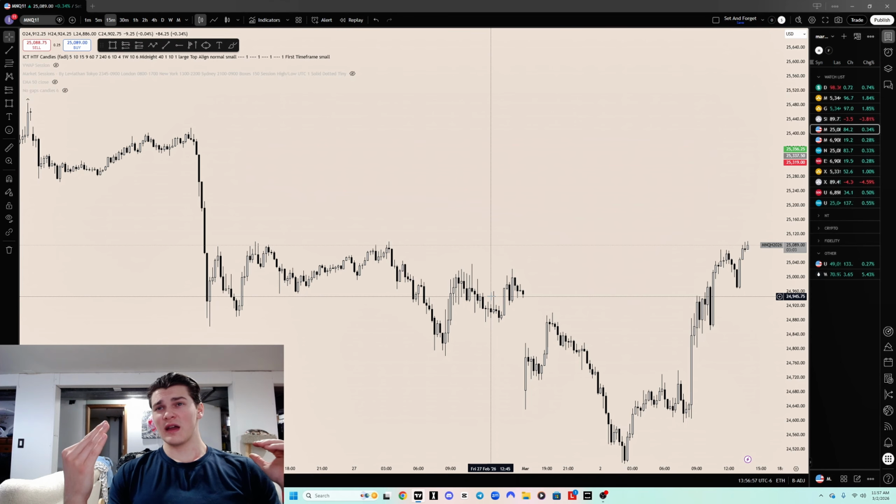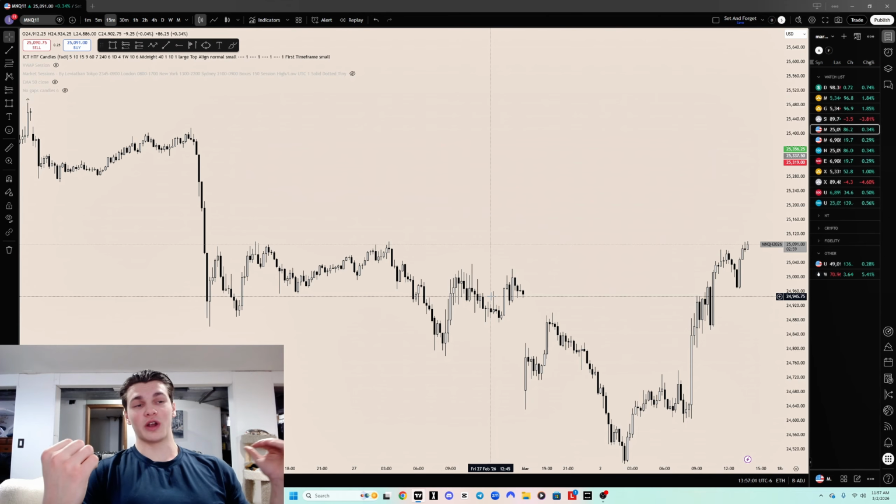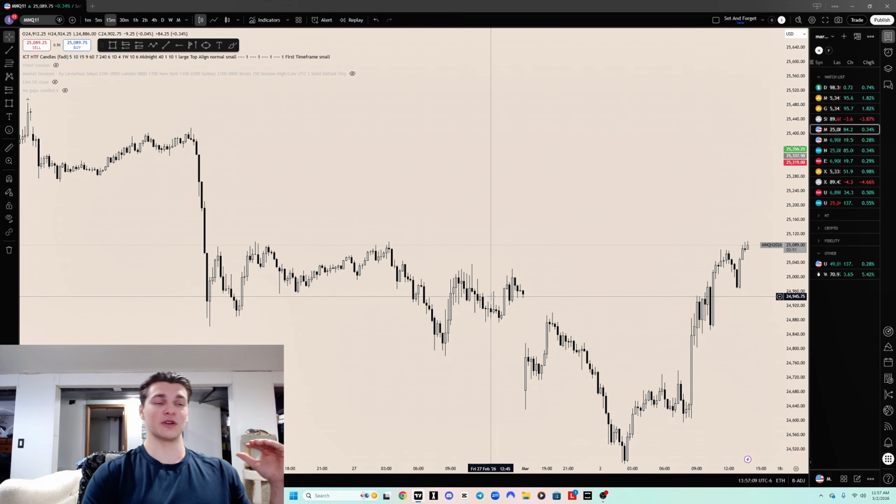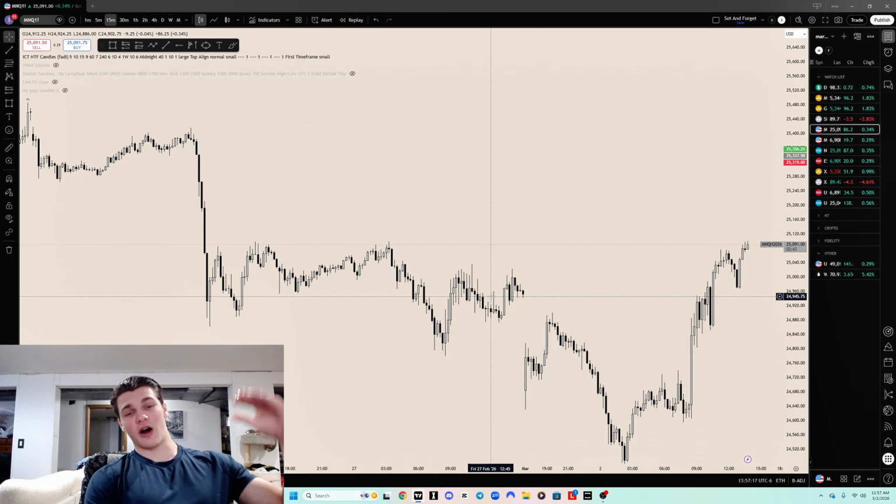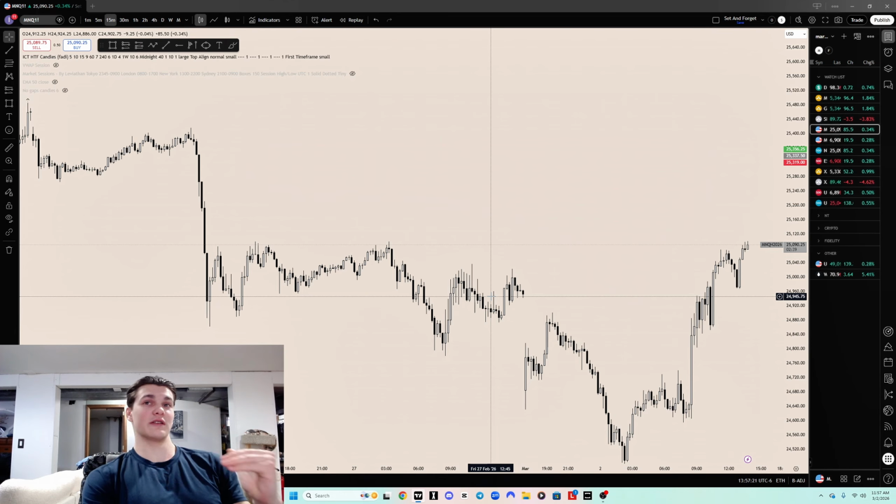If daily, 4-hour and 1-hour candles are closing higher, you're going to want to wait for 15-minute candles or 1-hour candles to start going with the trend of that higher time frame. So if daily and 4-hour candles are closing higher, you're going to want to wait, ideally, for 1-hour and 15-minute candles to also start closing higher. If they're closing bearish, you can take the sell if you want.